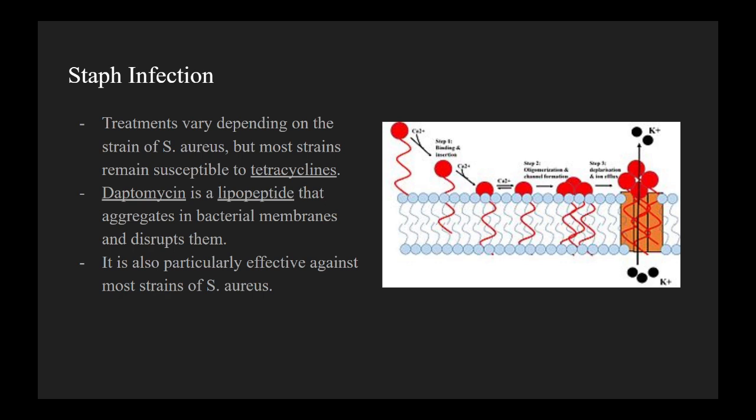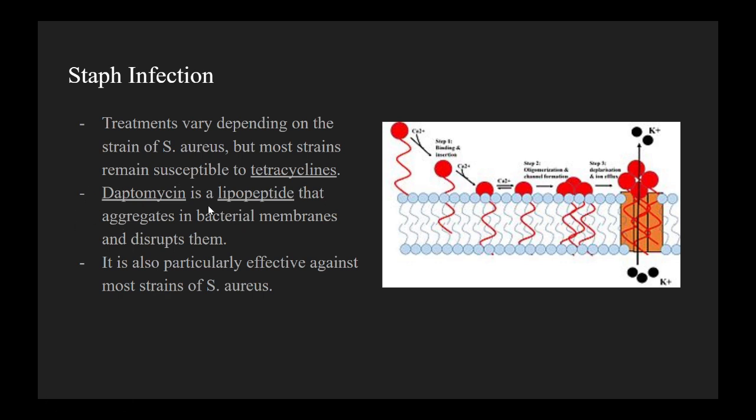So treatments, since Staph aureus is so resistant and so fast evolving, we need to use specific antibiotics for these. So tetracyclines are one class of antibiotics that seem to work against most strains. And then daptomycin. Oh, and if you remember, tetracyclines bind to the 30S ribosomal subunit, so they inhibit protein synthesis in bacteria. And daptomycin, this is one that we haven't talked about.